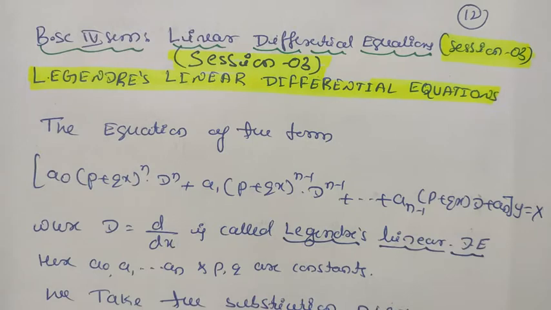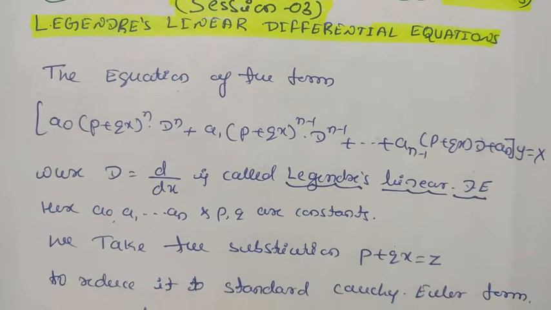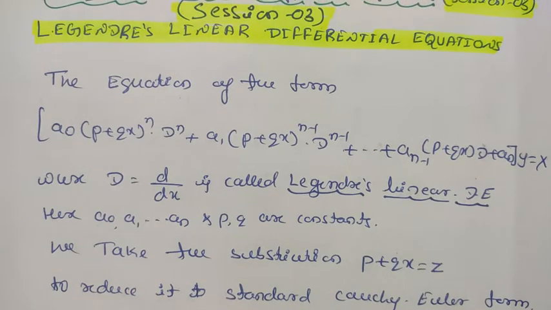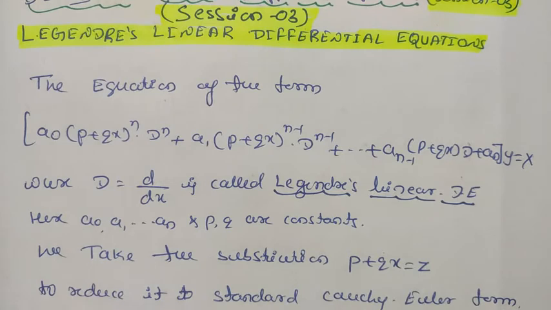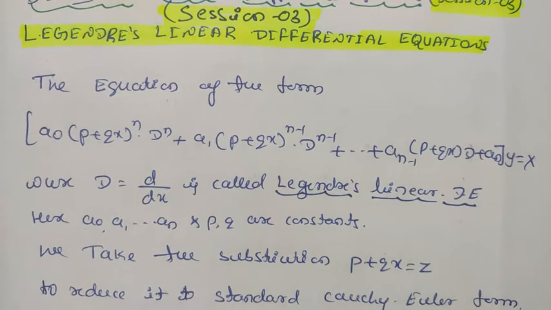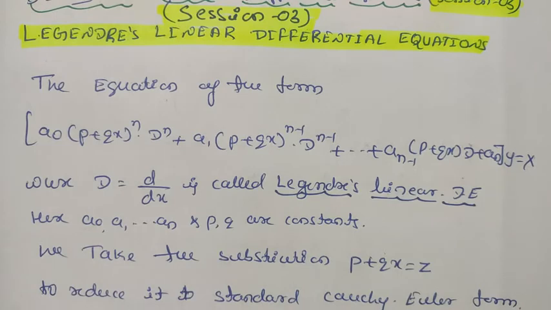The general form of this equation is a0 (p plus qx) raised to n d^n y plus a1 (p plus qx) raised to n minus 1 d^(n-1) y plus etc., up to an minus 1 (p plus qx) dy plus an y is equal to X, where d is d by dx, a0, a1 etc. up to an, and p and q are constants. This type of equation is called Legendre linear differential equation.